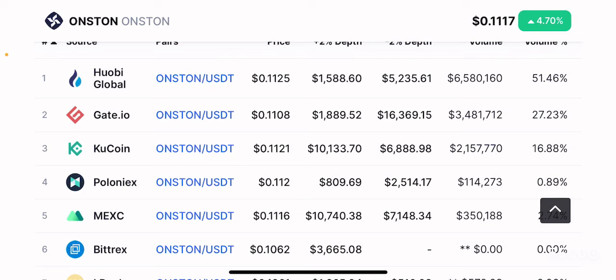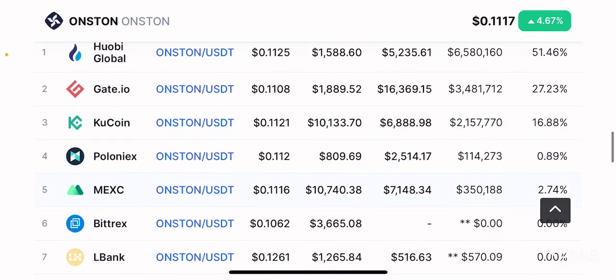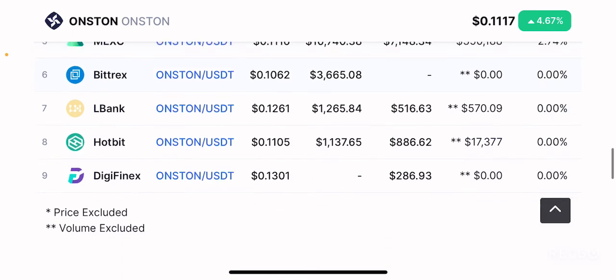Apart from that, KuCoin and Poloniex are also better exchanges to buy this token from, but I wouldn't really go below KuCoin because you don't really find a lot of volume with this token from other exchanges. So I think my top 3 centralized exchanges would be Gateio, Huobi Global, as well as KuCoin, right? Apart from that, not a lot of other exchanges that you can really trust with volume, right?